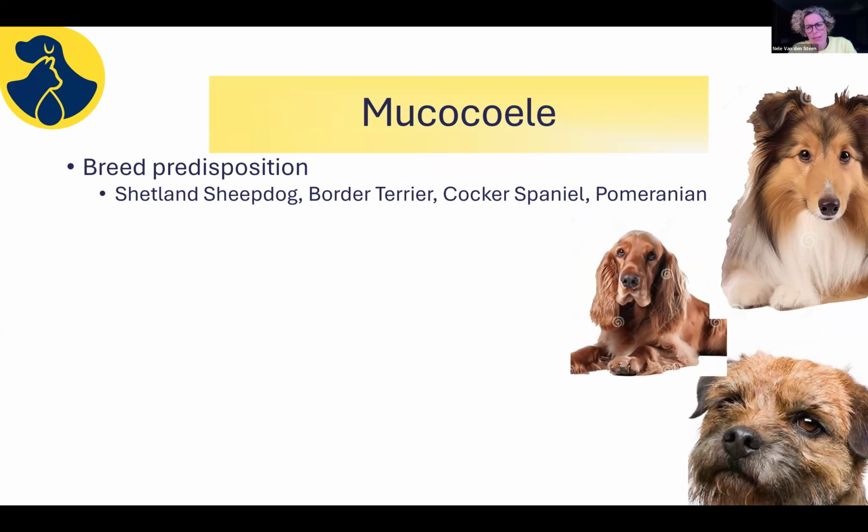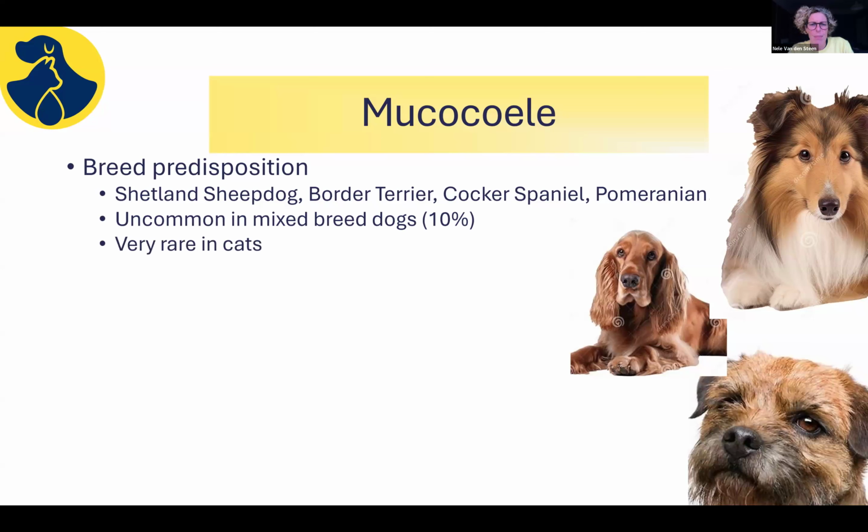There are some very big retrospective studies these days that show us who we see with this problem. This is very much a problem that we see in small breeds and purebred dogs. 90% of the dogs are purebred dogs, and there are certain breeds that are predisposed for different reasons. Shetland Sheepdogs, Border Terriers, Cocker Spaniels, Pomeranians are definitely the mainstay. But most of these dogs are smaller breed dogs. It's very rare in larger breed dogs, and only 10% of the dogs that have been reported have been crossbreed dogs. So again, pretty uncommon. It has been reported in a certain number of cats, but very, very rare.